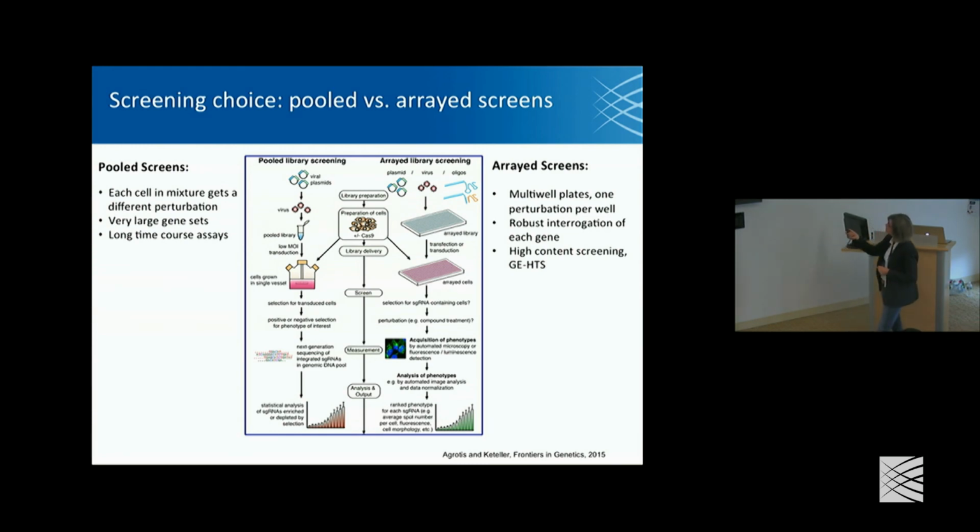On the other hand, arrayed screens are done in multi-well plates. Usually they require robotics, but they have the simplicity that every perturbation is in one well. They allow you to do robust interrogation of each gene and also very specific readouts, like high content screening, high-throughput screening, and gene expression profiling. So let's focus on the specific steps of every screen.